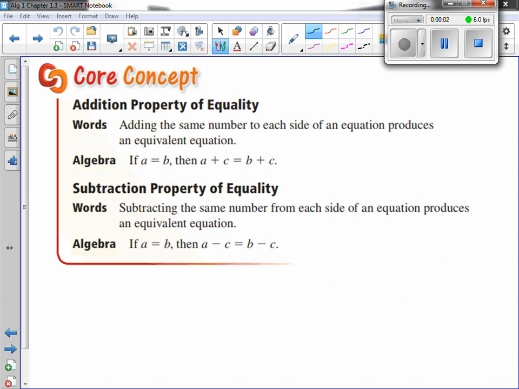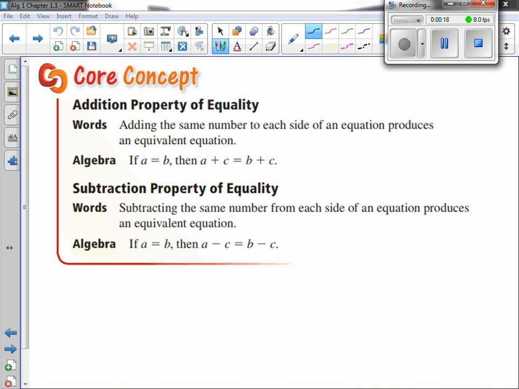All right, guys, so what we're covering today is chapter 1.3, solving simple equations. Most of these are also called one-step equations, where we only really are doing one step to be able to solve for the missing variable, or solve for the variable, to get the variable by itself.